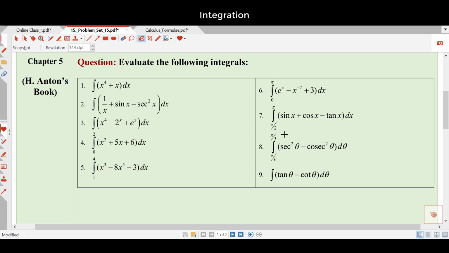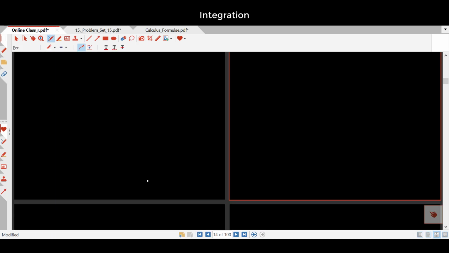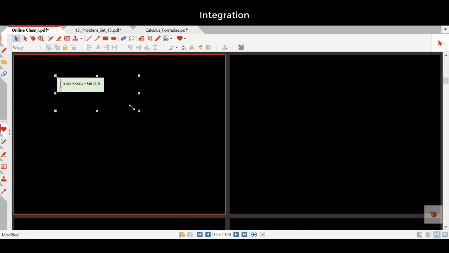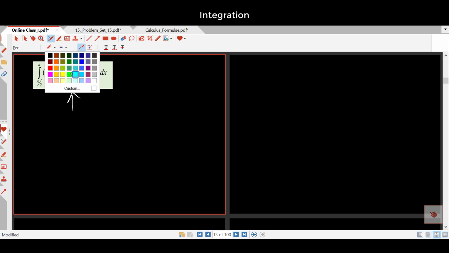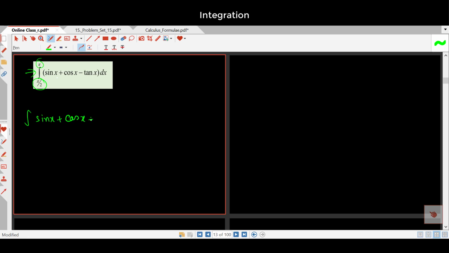We can solve another problem here. Let's say this one. So this time we have sine x plus cosine x minus tan x. This is our function. So what we can do, at first have a look. This is a definite integral. We have lower bound, upper bound. So forget about this lower bound and upper bound. First of all, think about the corresponding indefinite integral, sine x plus cosine x minus tan x. So we can now solve this indefinite integral by using the properties and the formulas. So first of all, we can separate.